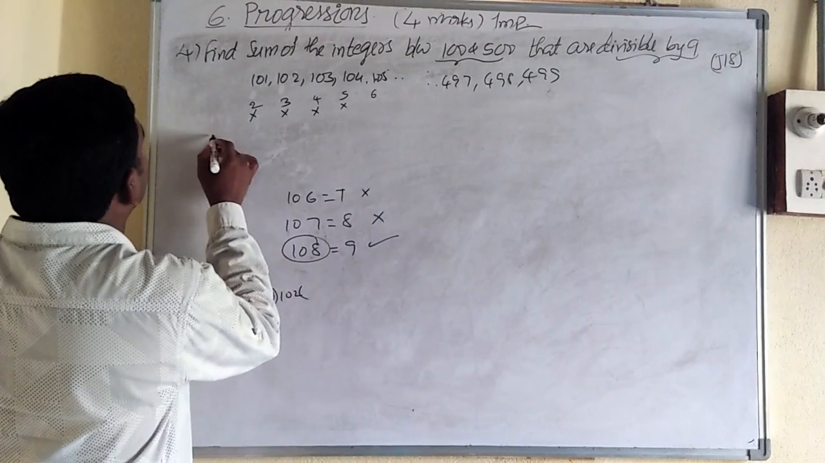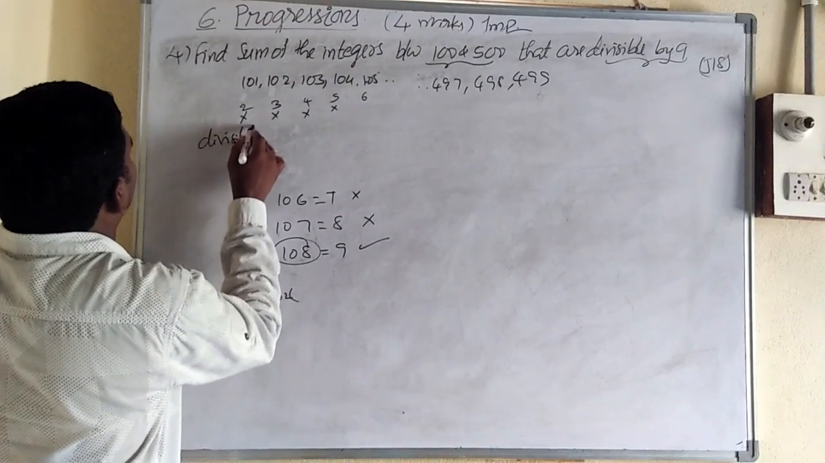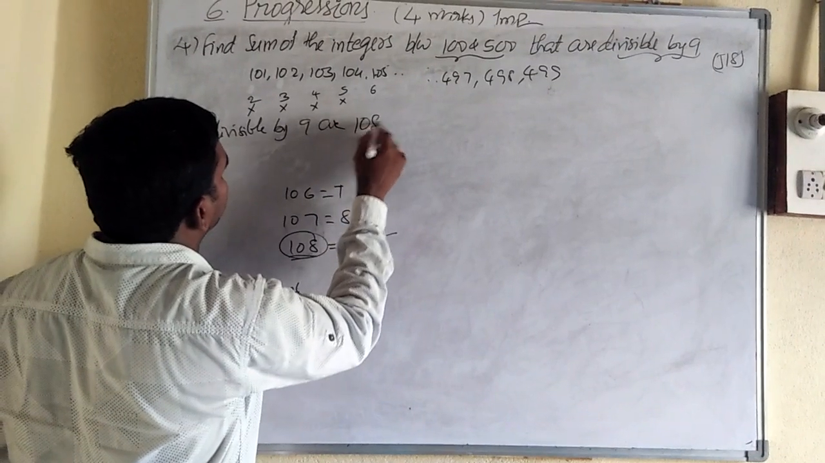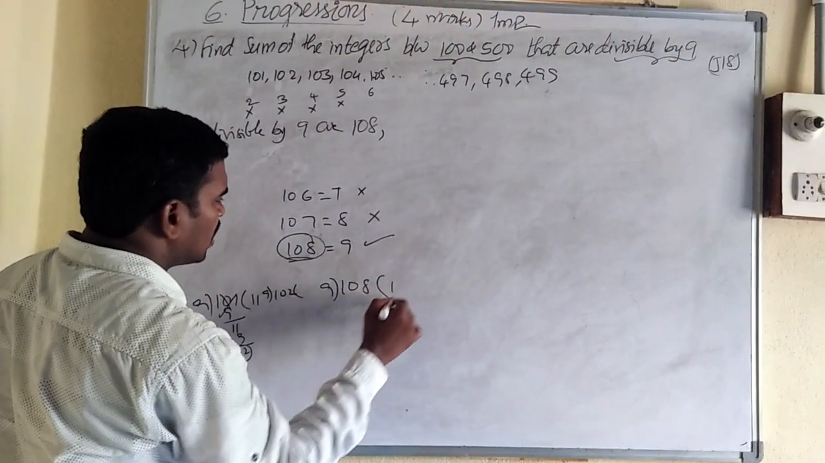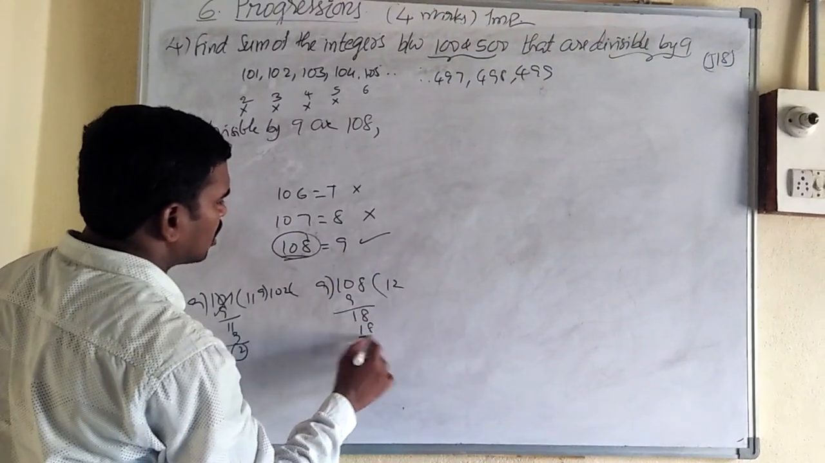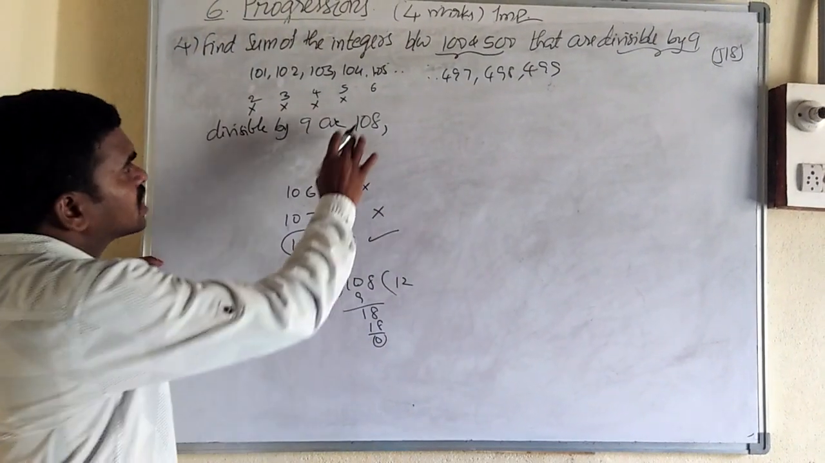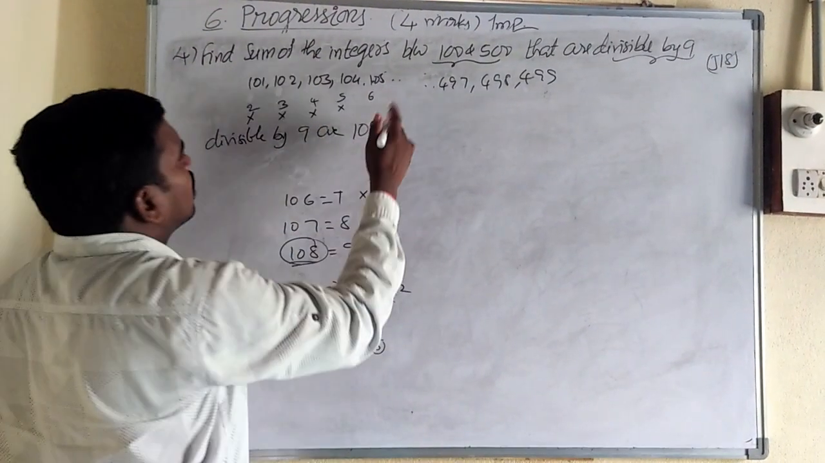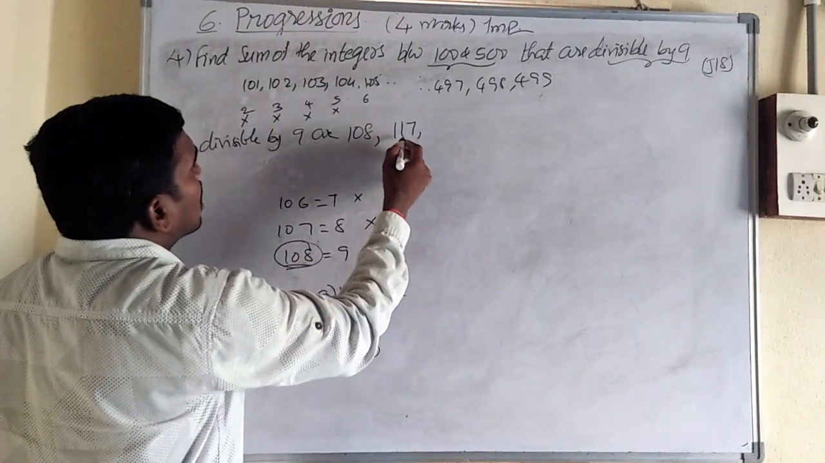So the numbers divisible by 9, what is the first one? 108. Let me check whether 108 is right or wrong. 9 1s are 9, 9 2s are 18, remainder is 0. So it's exactly divisible by 9. So 108 is the first number divisible by 9 after 100. Then next, add 9: 117. Next, add 9.